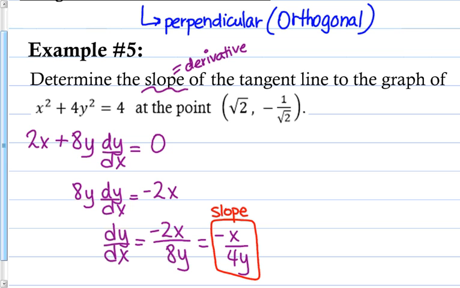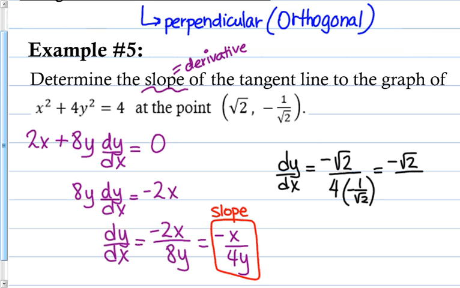So let's see. dy/dx is equal to negative x, so negative square root of 2 over 4 times y, so 4 times negative 1 over the square root of 2. And then I have, okay, so negative 4 over the square root of 2. Now the negatives basically become positive, right? So I don't have to worry about that anymore. But this is a fraction inside a fraction, no bueno, can't do.